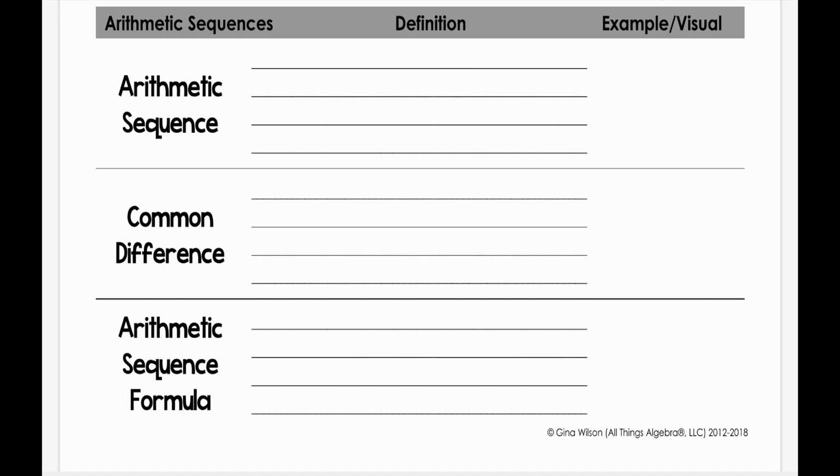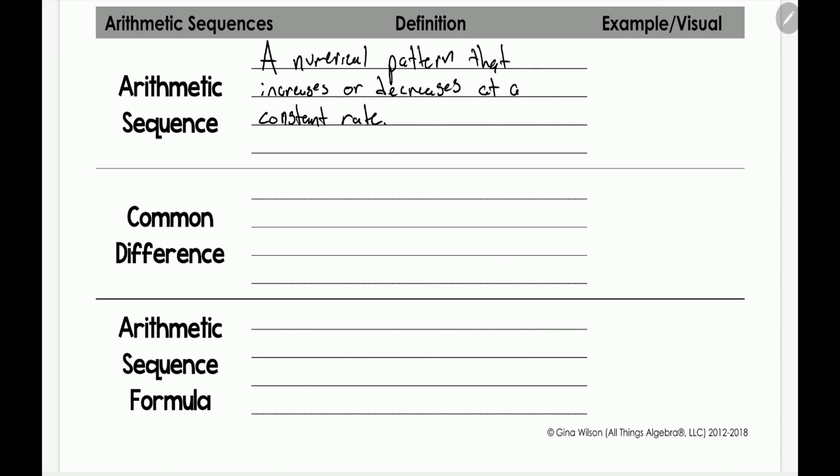Next, for arithmetic series, or sequences, an arithmetic sequence is a numerical pattern that increases or decreases at a constant rate. So in other words, we can have 1, 4, 7, 10, so on.